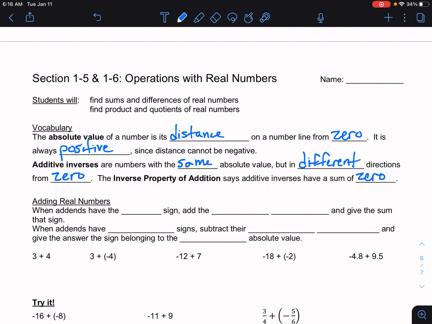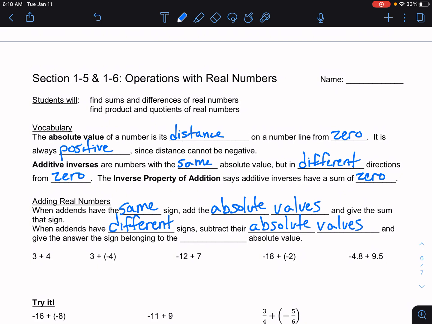Okay. So here's going to be our rule for adding real numbers. When addends have the same sign, so you're adding two positive numbers or two negative numbers, then we're just going to add together the absolute values and keep the sign the same. Whereas when addends have different signs, so a positive plus a negative, or vice versa, then this time we're going to subtract their absolute values and then give the answer the sign belonging to the larger absolute value.